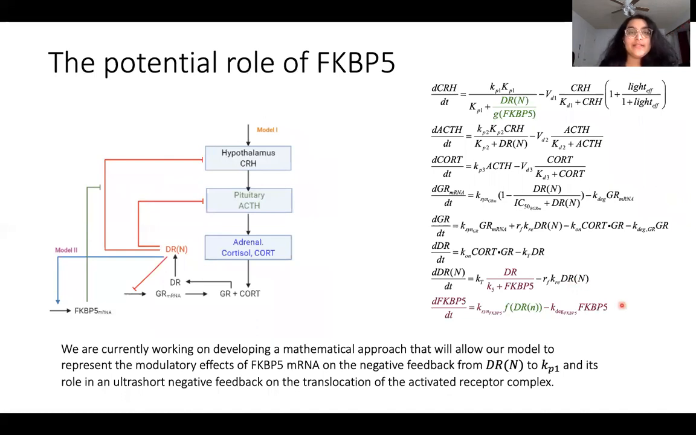We're now working on beginning to understand the role that FKBP5 mRNA specifically has on the negative feedback from DRN to KP1, and how the mRNA serves through an ultra-short negative feedback role on the translocation of the activated receptor complex. And we've denoted this as Model 2. We're still in the midst of developing this model, as seen through these differential equations, but we want to understand how the gene specifically can lead to HPA axis sensitization, with similar results to what we saw through Model 1.